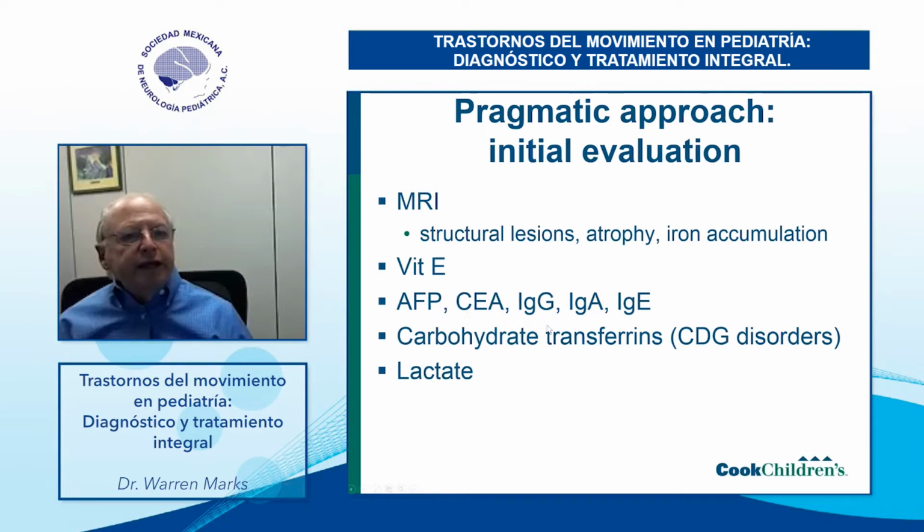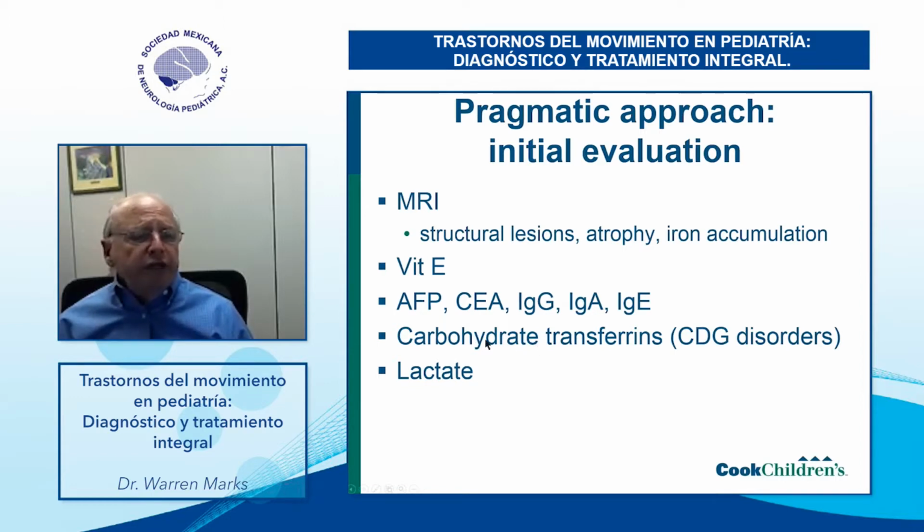I think about carbohydrate-deficient transferrin disorders, the CDG disorders. Ataxia is the most common presenting symptom. They can be multi-system. They have lots of symptoms that can be treated, and they're often under-recognized, and it's a very inexpensive and easy test to do.